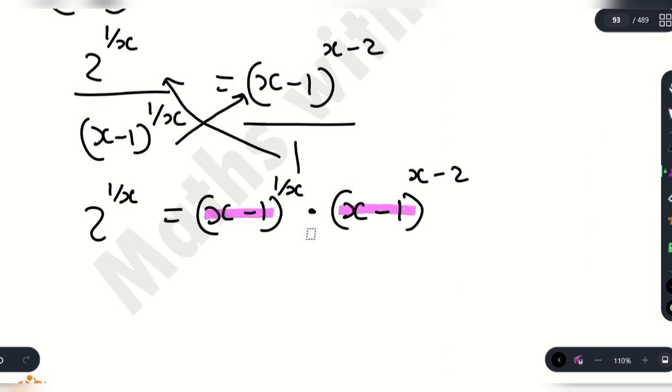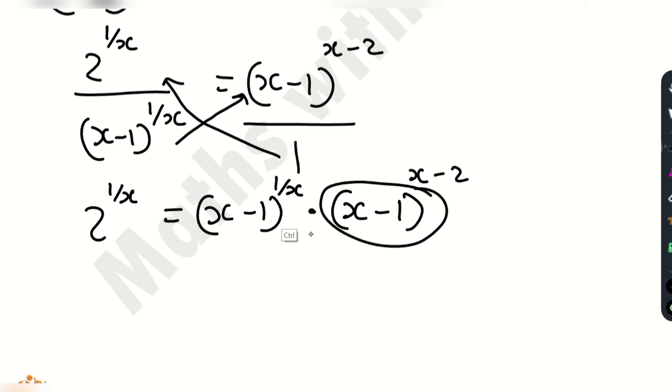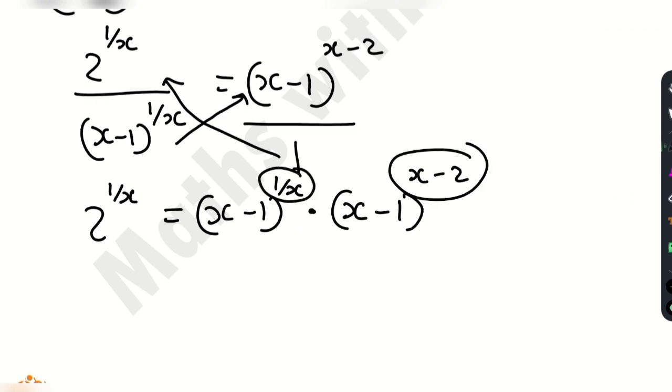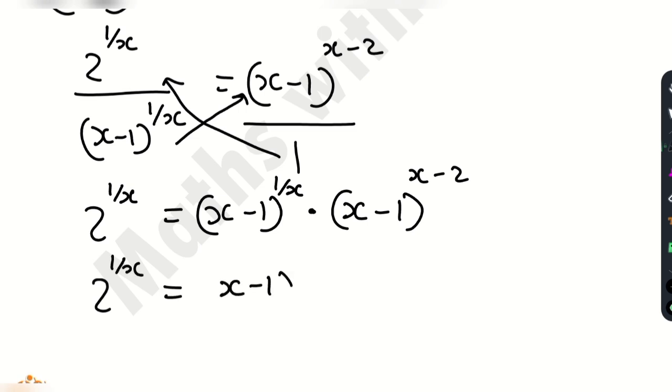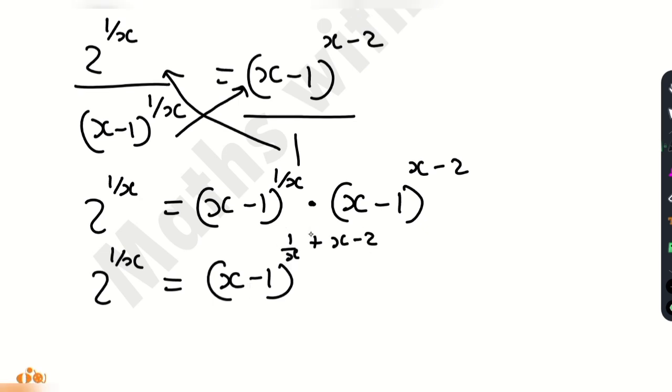x minus 1. So using the product rule of indices, because they have the same base, I am going to add their exponents. So 1 over x plus what? x minus 2. So let's rewrite this like this: 2 raised to the power 1 over x is equal to x minus 1 in bracket, and then 1 over x plus x minus 2. I just added the exponents because they have a common base.